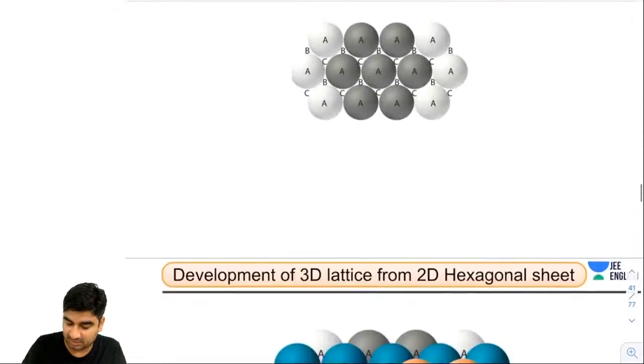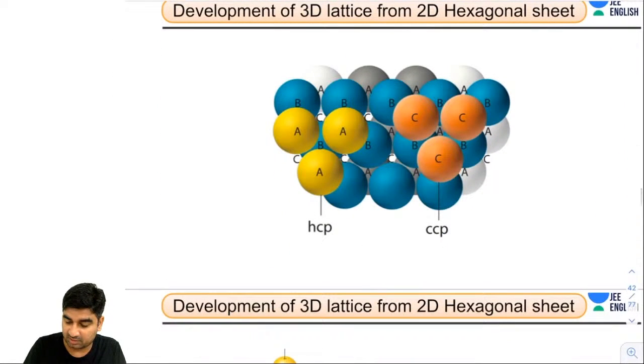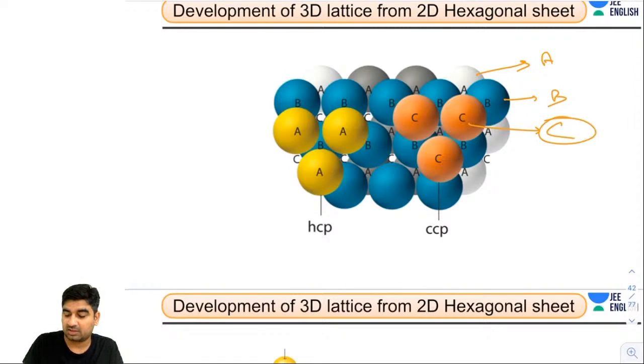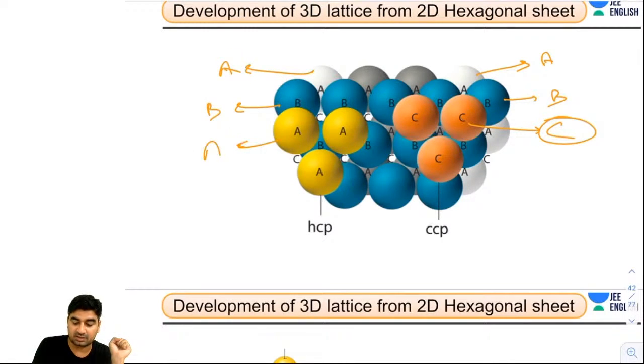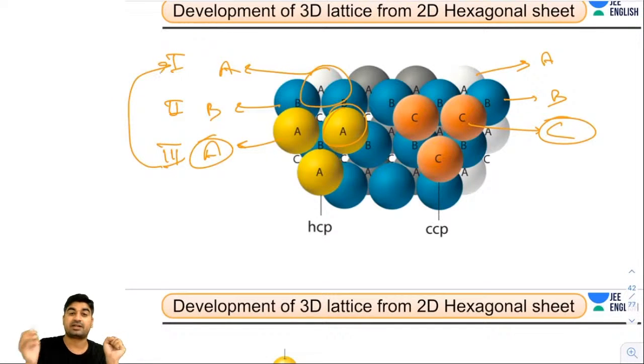So what is ABC ABC type layering, guys? Now here you can see this is layer A, this is layer B, and this is C. This C is neither above A nor above B. It is totally a different layer. But here if I'm saying this is A, this is B, and this is again A, then this third layer would be exactly above the first layer, right? And here this is the third layer. It is not either the first layer or the second layer. It is totally a different layer.